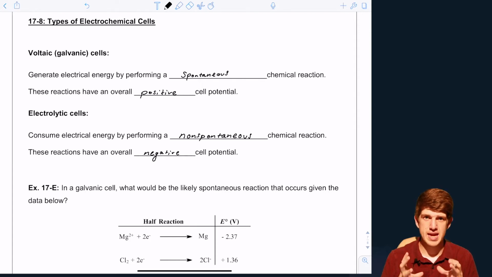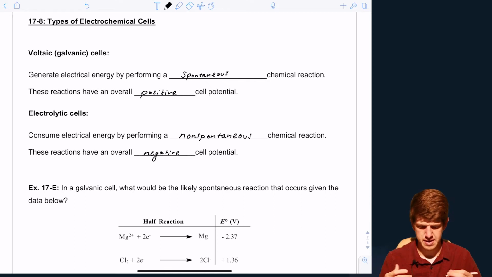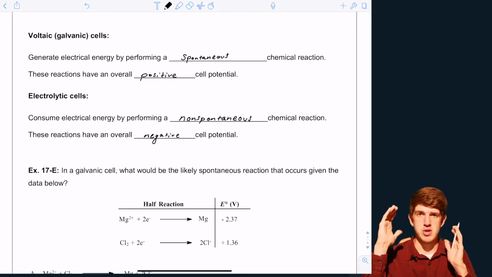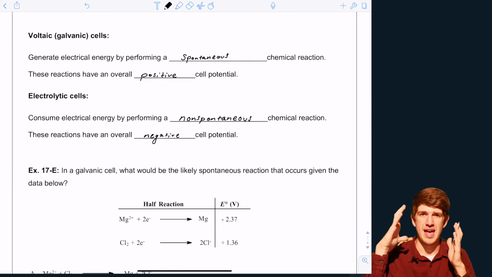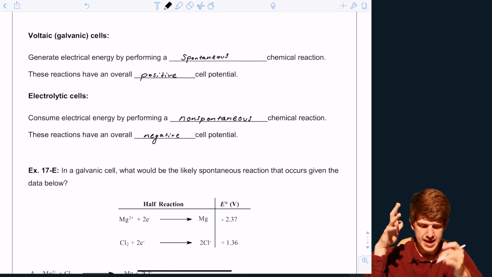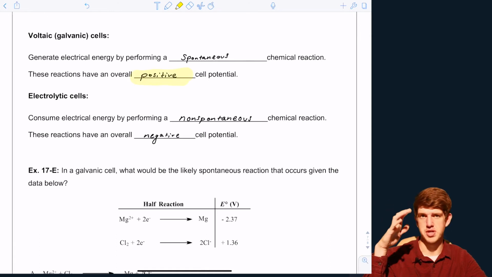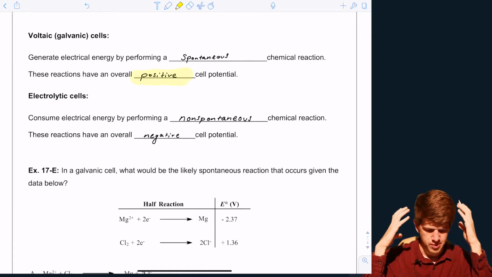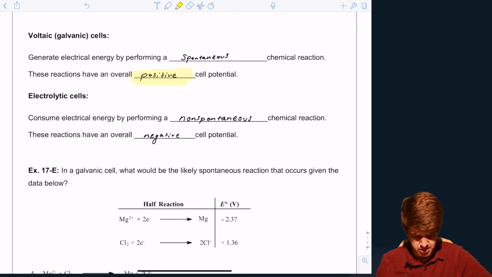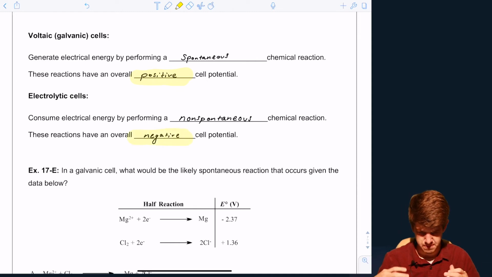So what you need to focus on here is the fact that if someone tells you that they have a voltaic cell, it means that the cell potential is positive. So the most important part, if someone tells me I have a reaction going on in a voltaic cell, it means I have a reaction with a positive cell potential. And if someone says I have a reaction going on in an electrolytic cell, I have a negative cell potential.